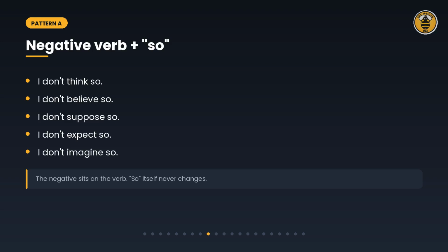Let us take pattern A on its own. I do not think so. I do not believe so. I do not suppose so. I do not expect so. I do not imagine so. In every case, the negative sits on the verb, and the word so itself never changes. In speech, we almost always contract it. Don't think so. Don't believe so. That contraction is not lazy English. It is the normal, expected form.